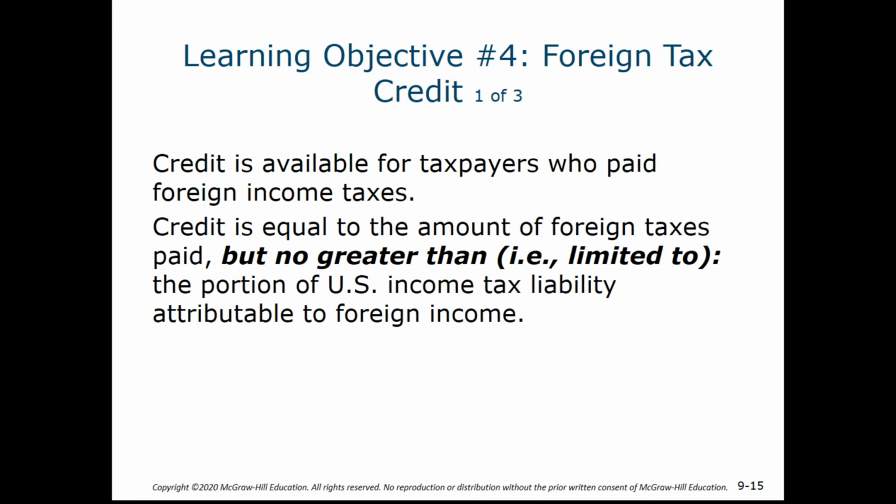Another credit that's available, and again these are dollar for dollar reductions, is a foreign tax credit that's available for taxpayers who pay foreign income taxes. For example, if they earn some income in the U.S. but earn more additional income in another country, then to the extent they pay taxes in that other country, they may receive a credit up to a certain limit against their U.S.